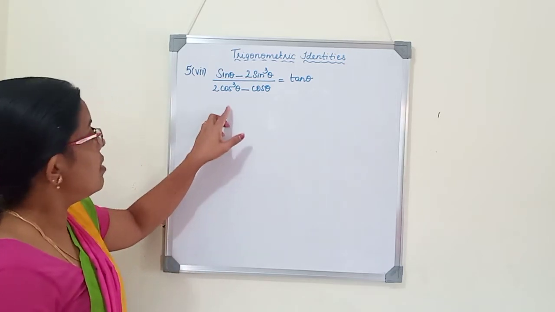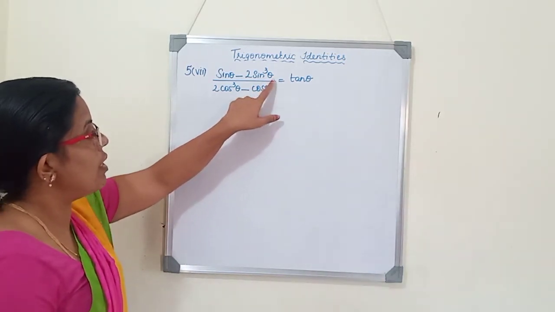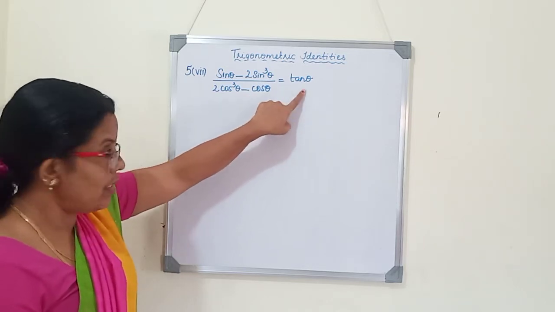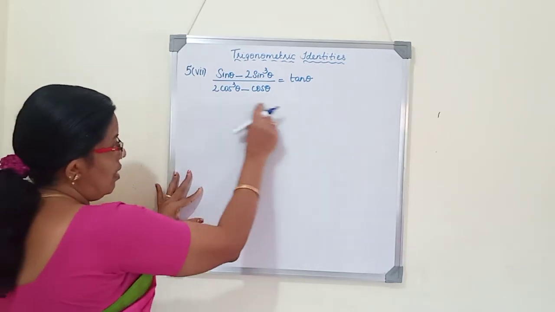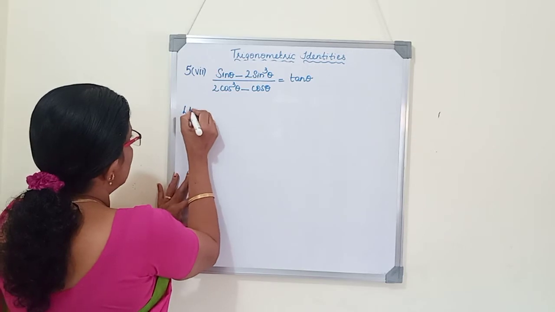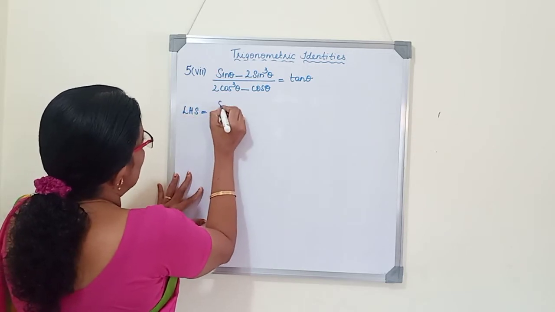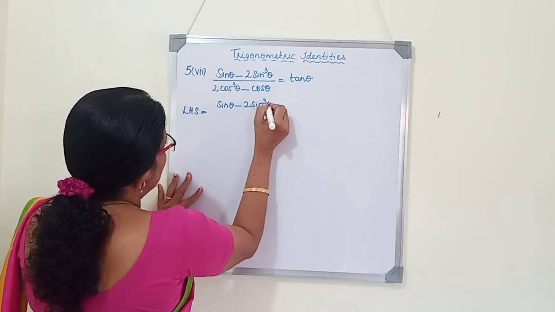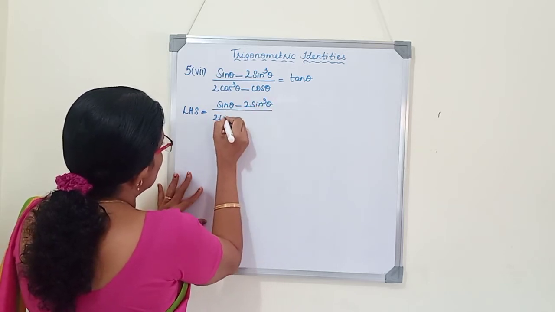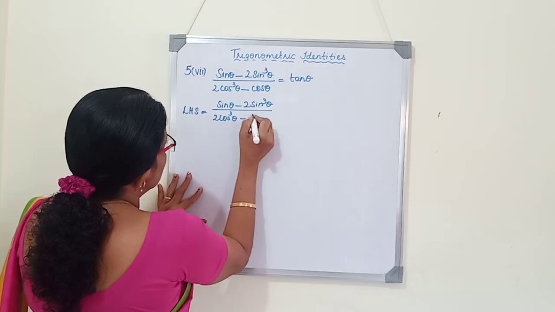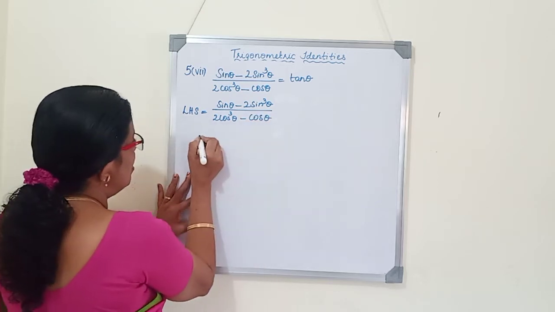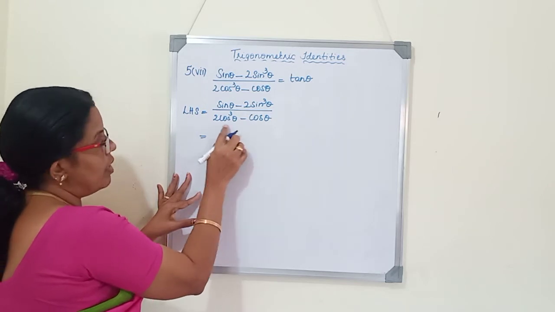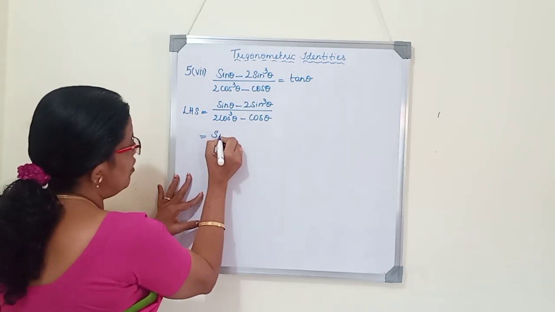7th question. (sin theta minus 2 sin cube theta) by (2 cos cube theta minus cos theta) is tan theta. So, we have to prove that this is equal to tan theta. So, we will start with LHS. LHS equals sin theta minus 2 sin cube theta divided by 2 cos cube theta minus cos theta. This is the LHS. Now, in the numerator, we can take sin theta common and in the denominator, we can take cos theta common.